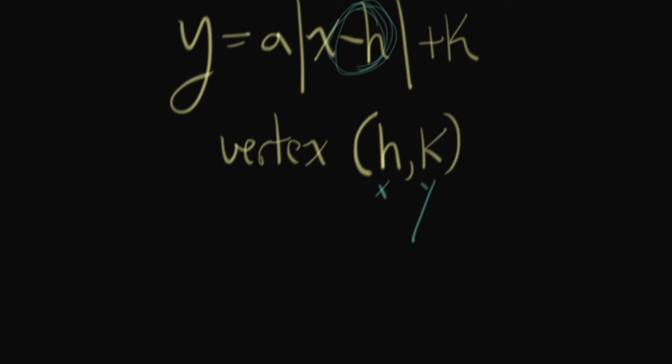The a, though, it just tells you the shape of the v. So is it wide? Is it narrow? And the shape and the direction of opening. So how it opens. If it's positive, it opens up. And if it's negative, it opens down. So now I should be able to go and give you equations. And you should be able to look at them and graph them. That's all I'm kind of wanting.